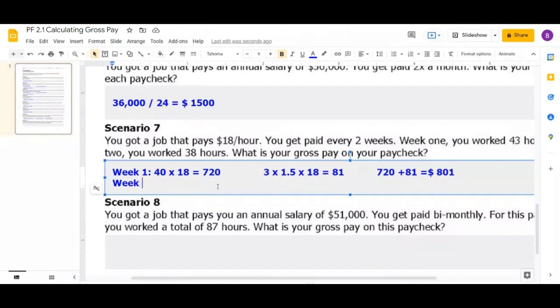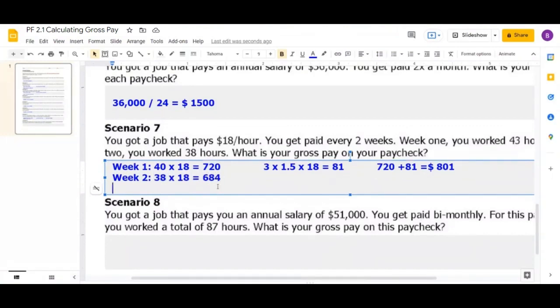Okay, for week 2, we work 38 hours. 38 at $18 an hour is pretty straightforward, right? That's $684. Okay, now we're going to add these up. 801 plus 684 is 1485. Sorry, typo there. 1485.